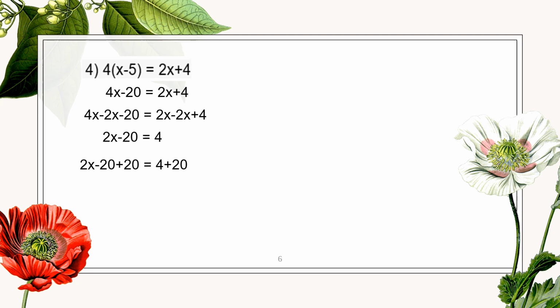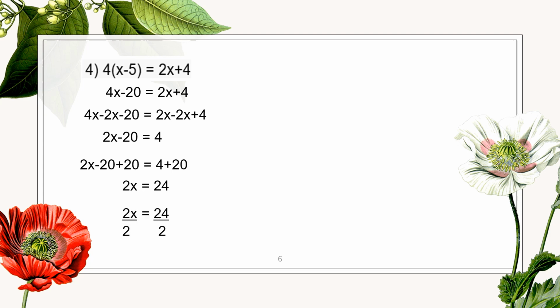So we have negative 20 plus 20, that is 0. So what is left on the left side is just 2x. And 4 plus 20 is 24. So this time, we need to eliminate 2, and we can do that by dividing both sides of the equation by 2.